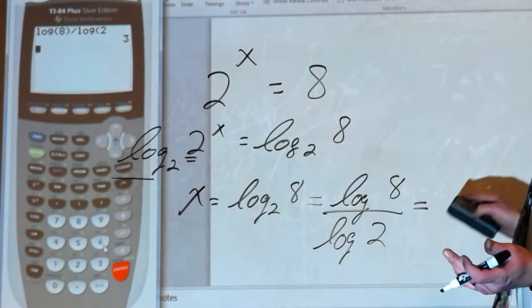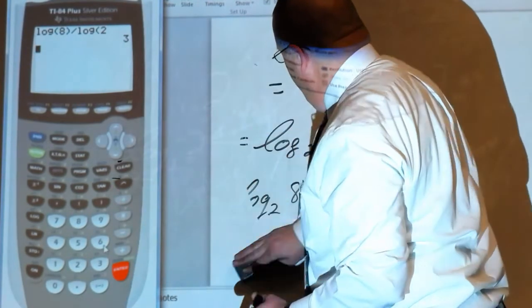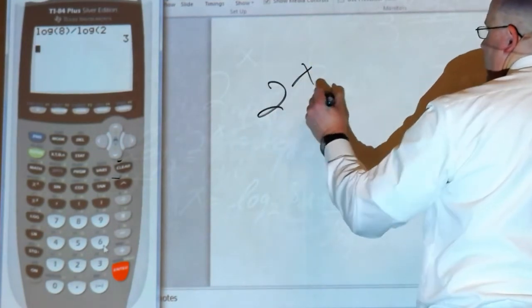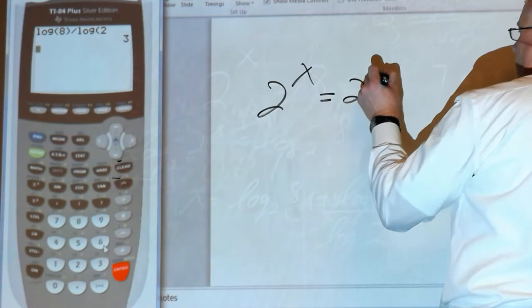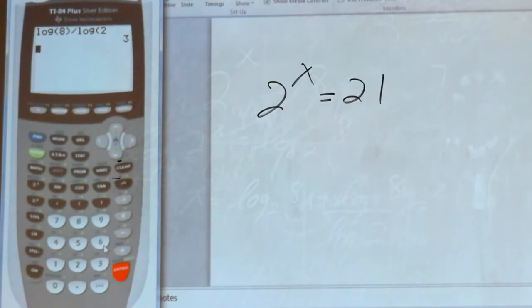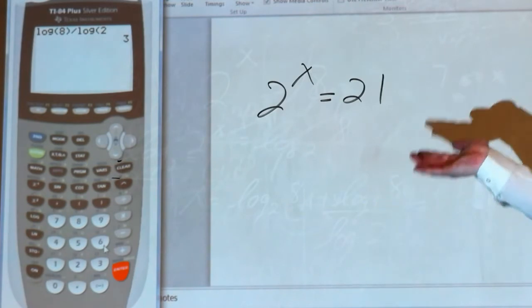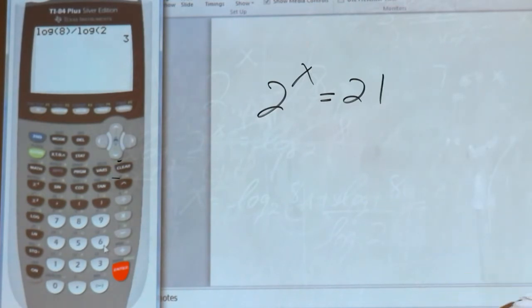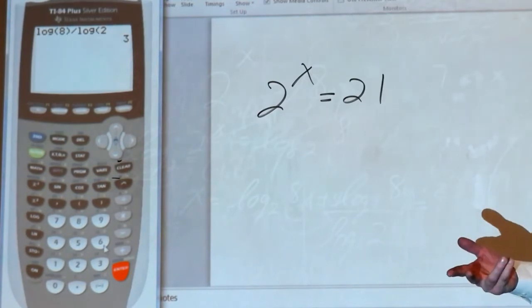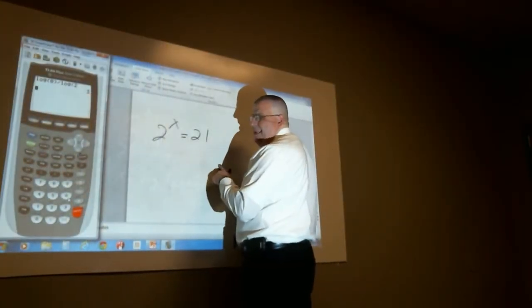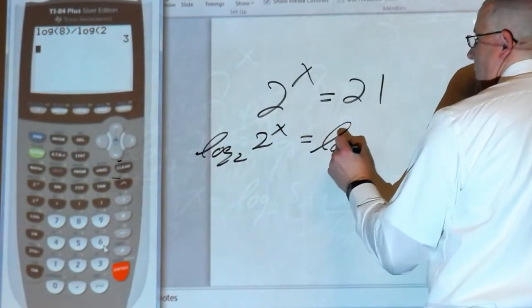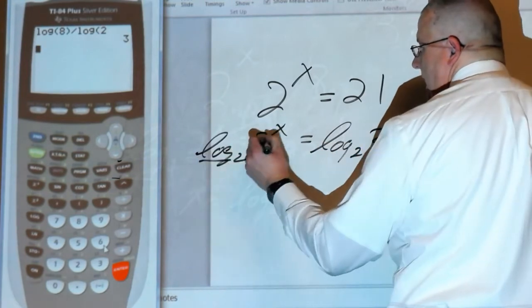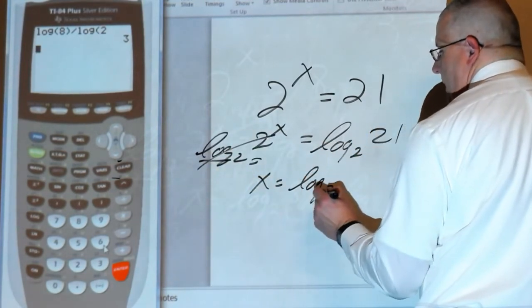But what if they had something that you didn't know? What if you had 2 to the x equals 21? Well, I know 2 to the 4th is 16, 2 to the 5th is 32. It's got to be a number between 4 and 5. But if I want an accurate number, I have to take the log base 2 of both sides. Again, a lot of times students don't write this step. I do because I want to remember it. Log base 2 of 2 to the x equals the log base 2 of 21. This undoes that. x equals the log base 2 of 21.